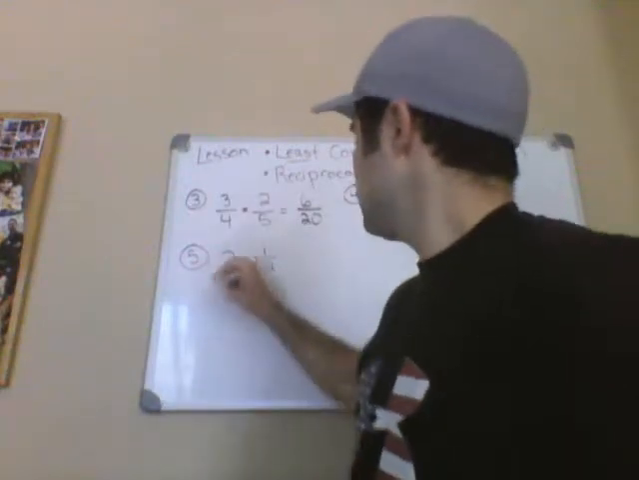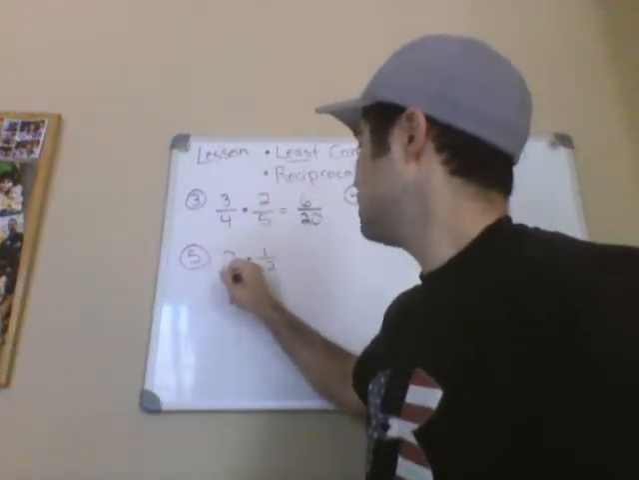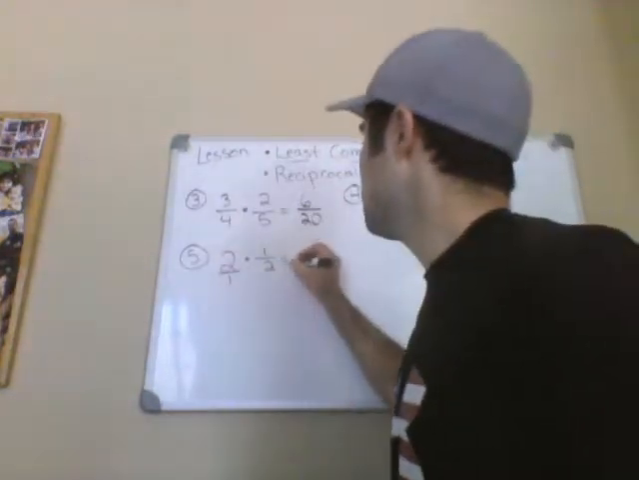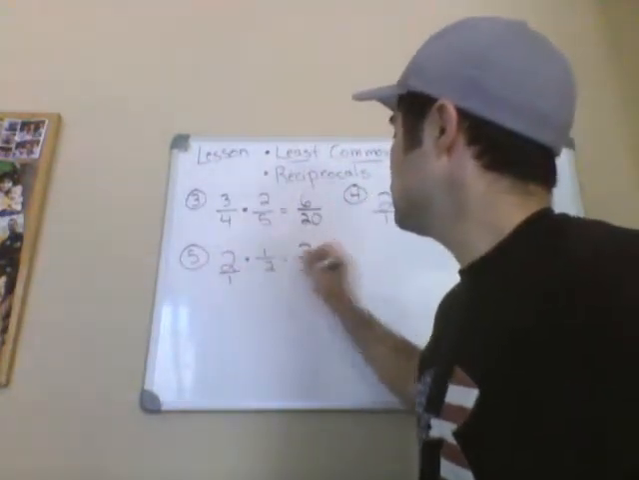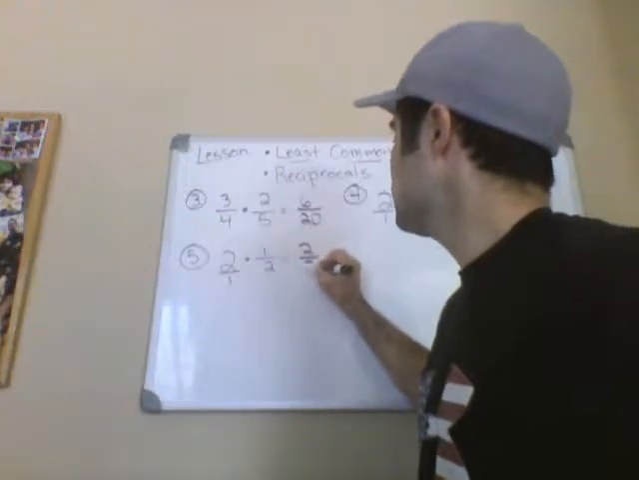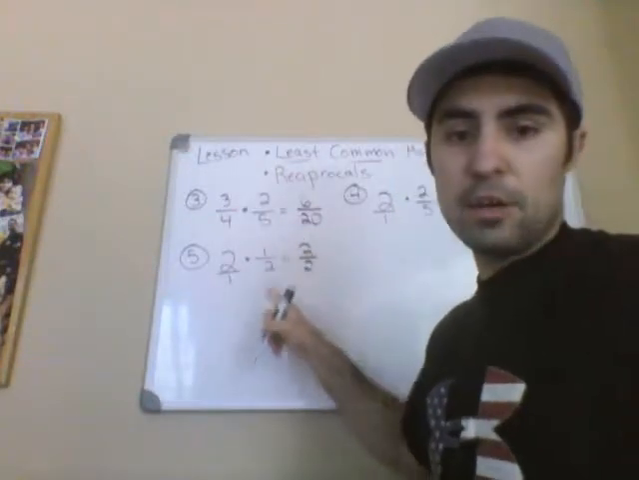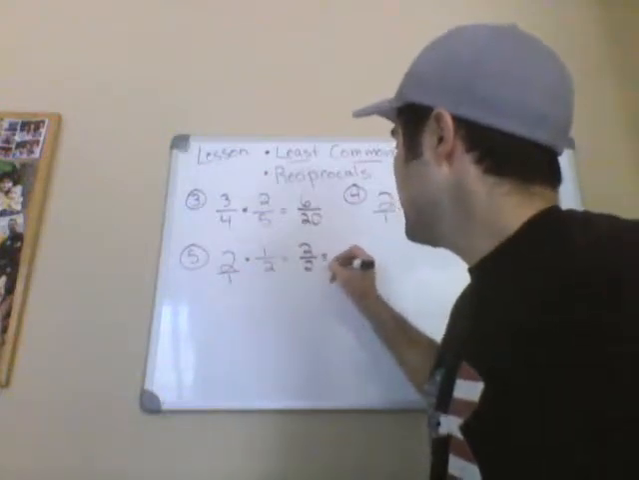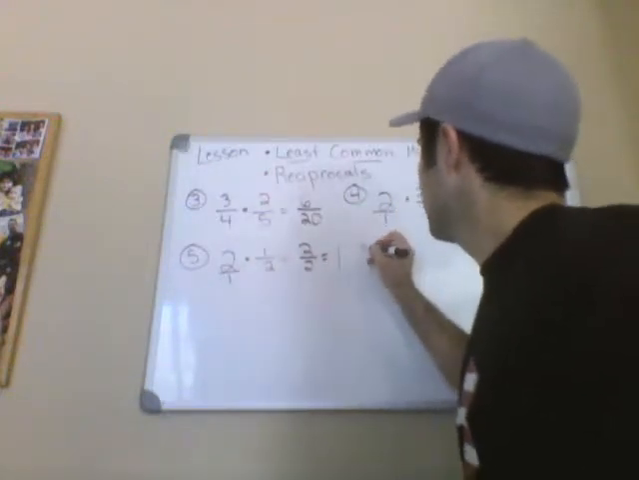Okay, let's multiply 2 times 1/2. Magic 1 magically appears, allowing us to multiply. 2 times 1 is 2. 1 times 2 is also 2. Remember, anything divided by itself, top divided by bottom, we always do top divided by bottom, is going to be equal to 1.